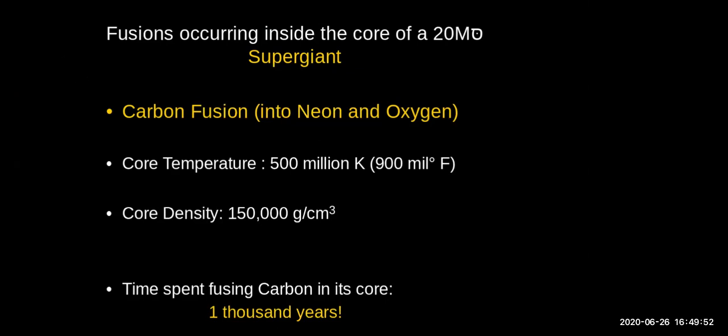I have them written down here. That's how I remember them. I can't remember them all the time. But carbon fuses into neon and oxygen. It's hot enough for carbon to fuse. Look at the temperature here: 900 million degrees Fahrenheit. Just see, the temperature keeps getting higher. The core density is 150,000 grams per cubic centimeter, 150,000 times denser than water. It would be like 75,000 pounds in a cup.